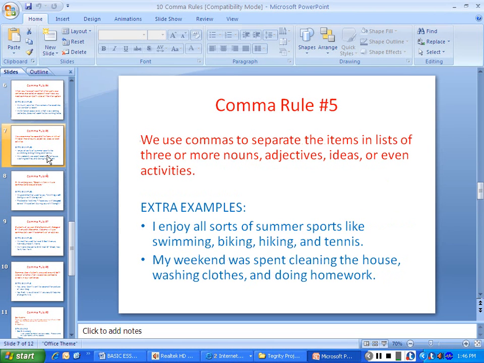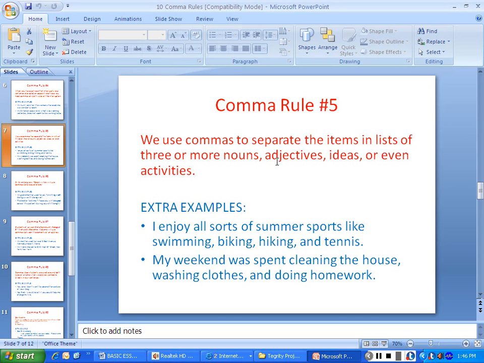Comma rule number 5. We use commas to separate the items in lists of 3 or more nouns, adjectives, ideas, or even activities. Let's take a look at the items in this list. In our list, we have nouns, adjectives, ideas, and activities. We have a comma between each, even the last one.